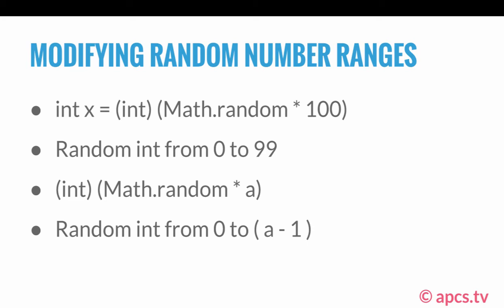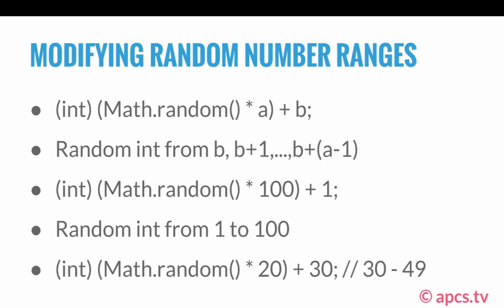So what we would do basically is we would go int x equals, then we use the int cast, and then we go Math.random times 100. And what this does is this generates a random integer from 0 to 99. So we can basically establish whenever we say int Math.random times a, a random integer will be generated from 0 to a minus 1.